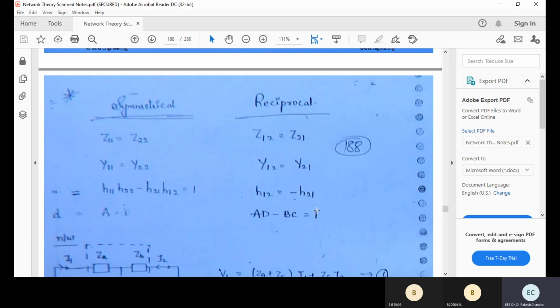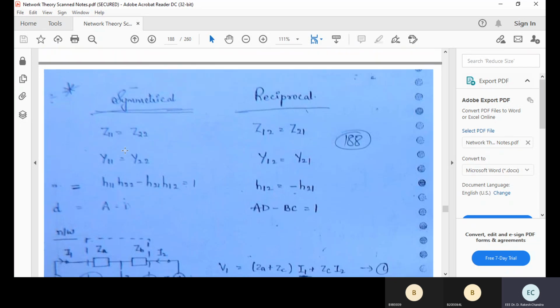Audible. Right. Okay. They will give one network and ask whether the given network is a reciprocal network or not, a symmetrical network or not. If you want to identify, just follow these proven things. If Z11 is equal to Z22, then it is a symmetrical network; Y11 equal to Y22, symmetrical network; Z12 equal to Z21, reciprocal network. Like that.